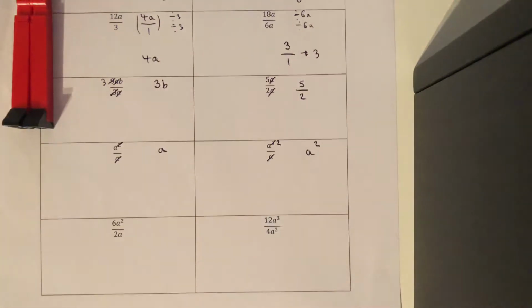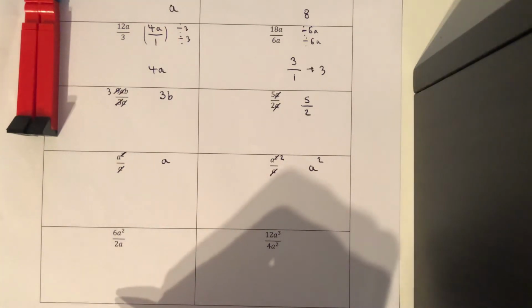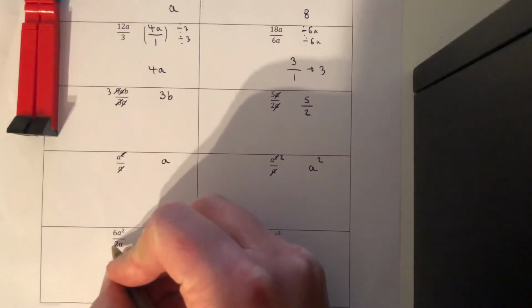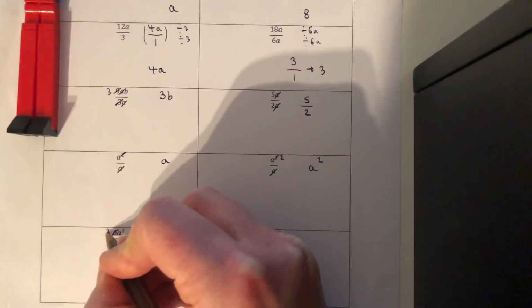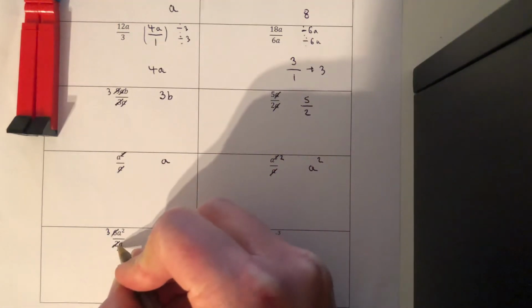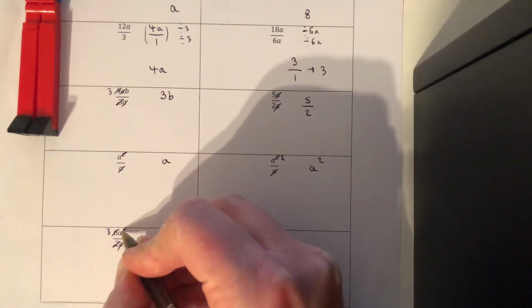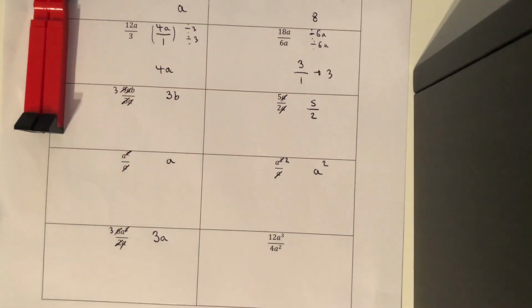Okay, 6a squared over 2a. So again, deal with the numbers first. 6 and 2. Let me think. Highest common factor, 2. So divide by 2 top and bottom. Cancel. 6 divided by 2 leaves me with 3. A squared divided by a. We've already had that one. So cancel a top and bottom. Cross that little 2 there. And that leaves me with 3a. And that's it. Okay, 3a over 1, but just 3a.